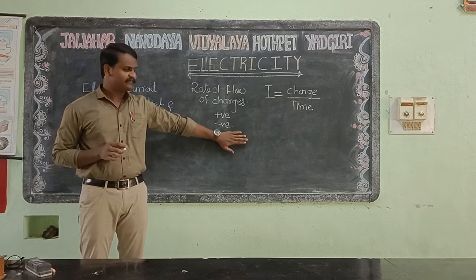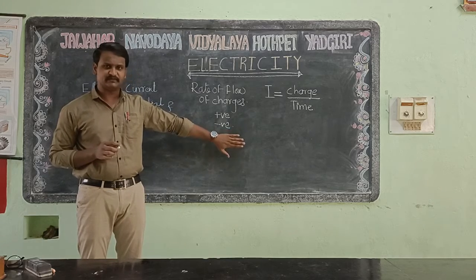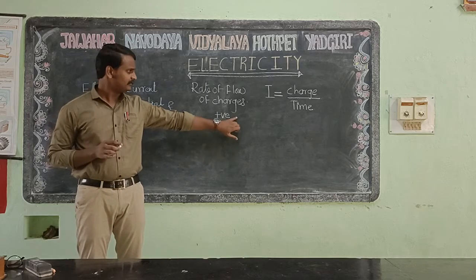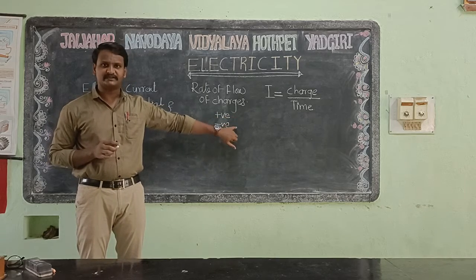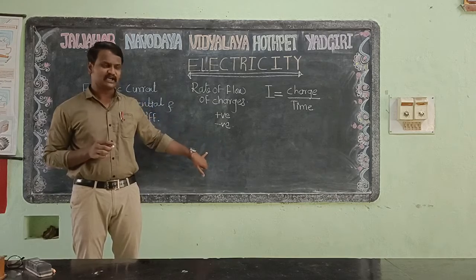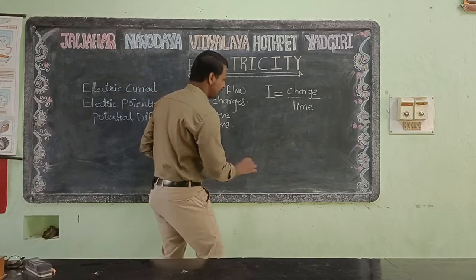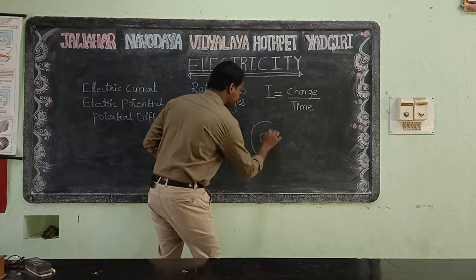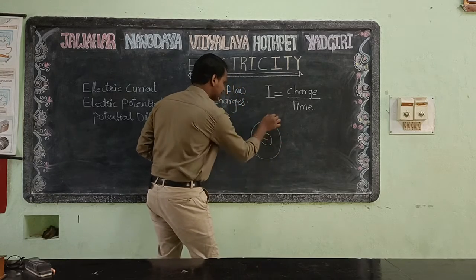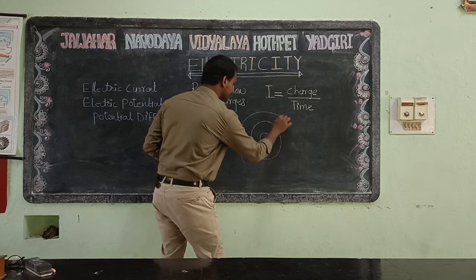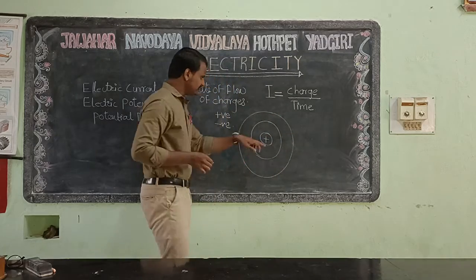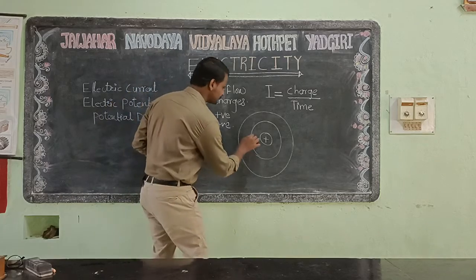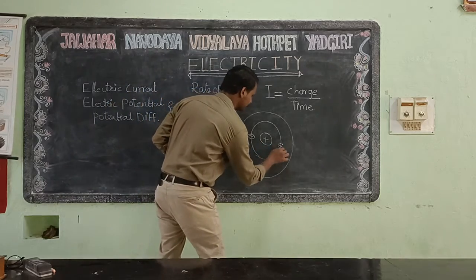For that we have to study the structure of the atom: how many electrons are there, how many protons are there, and how metals or atoms can acquire positive or negative charges. From the structure of the atom, we know that in the center we have the nucleus and orbits around it. The center part is the nucleus, and the surrounding part is the orbit in which electrons are revolving.